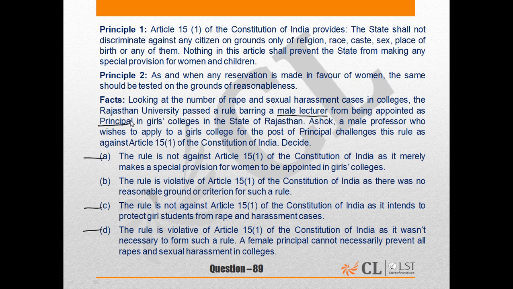But option B, what does option B say? That the rule is violative of Article 15 clause 1 of the Constitution as there was no reasonable ground or criterion for such a rule. So that is why for this particular question, option B is the correct answer.